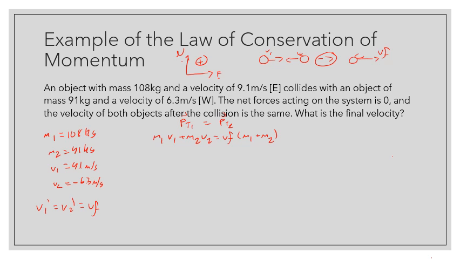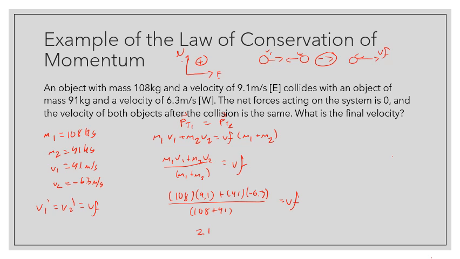In order to find the final velocity, we just use some algebra to move the m1 plus m2 to the other side. This is how we would find the final velocity. We have 108 times 9.1 plus 91 times negative 6.3, all over 108 plus 91, and that is equal to our final velocity. So 2.1 meters per second is equal to vf.